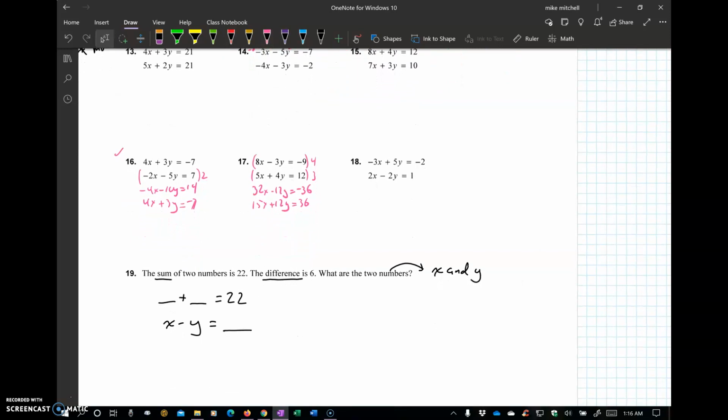The sum of two numbers, number 19, for our word problem. X and Y. Those are going to be our two numbers. Okay? So the sum of the two numbers is 22. Well, what do you think goes in there? I'm adding up two numbers. One number's X, one number's Y. The sum of those two numbers have to be 22. The difference is 6. Remember, difference, that's my subtraction. Complete those blanks, fill it in. You'll get an equation to solve in this format. That's it. Use the pause button.